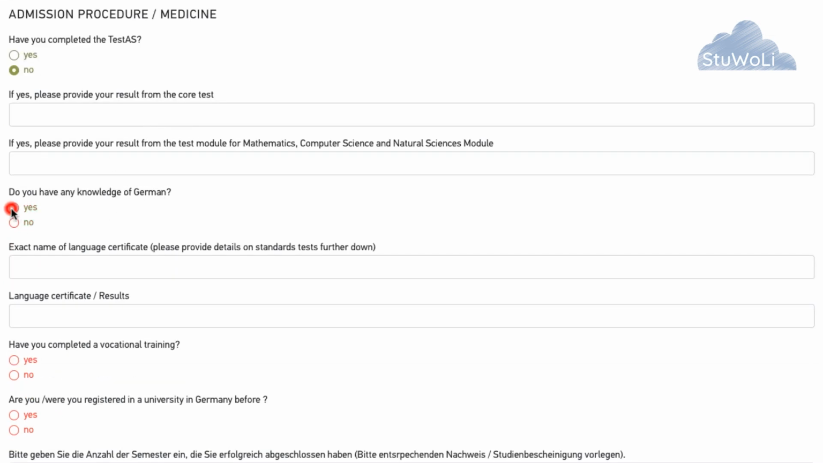Do you have any knowledge of German? Yes, I have knowledge of German. Exact name of language certificate, I just leave it. They have not made it mandatory. If they wanted it for sure, they would have made it mandatory.